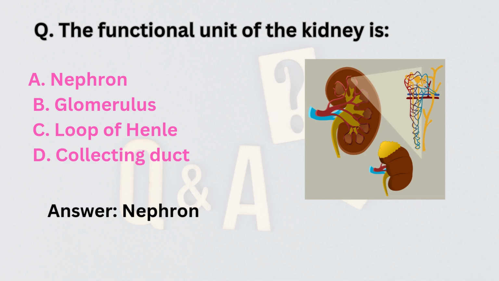The other options are incorrect because glomerulus, loop of Henle and collecting ducts are parts of the nephron. What is a glomerulus? Glomerulus is a network of capillaries within the glomerular capsule of the nephron that filters blood. Then loop of Henle is a part of nephron that helps to concentrate urine. What is collecting duct? Collecting duct is a tube that collects urine from multiple nephrons and carries it to the renal pelvis. Hence, the correct answer is nephron. Nephron is the functional unit of the kidney.